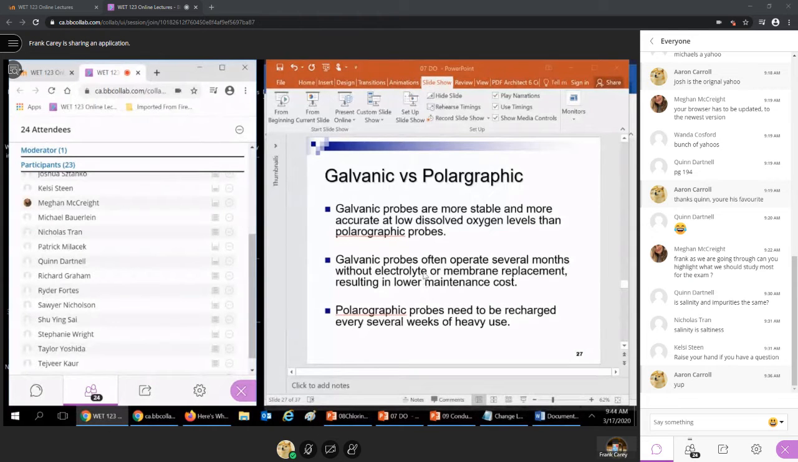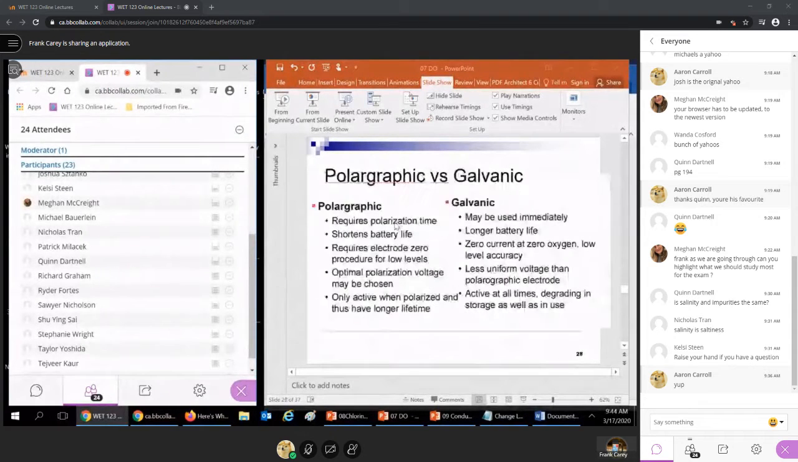Whereas the polarographic probes, once a week you have to check them and calibrate them. Actually, every use you really have to calibrate them. It's just not a good system. So know this. Know everything on this slide, basically, and know where to find it if you happen to see it on a quiz coming up.